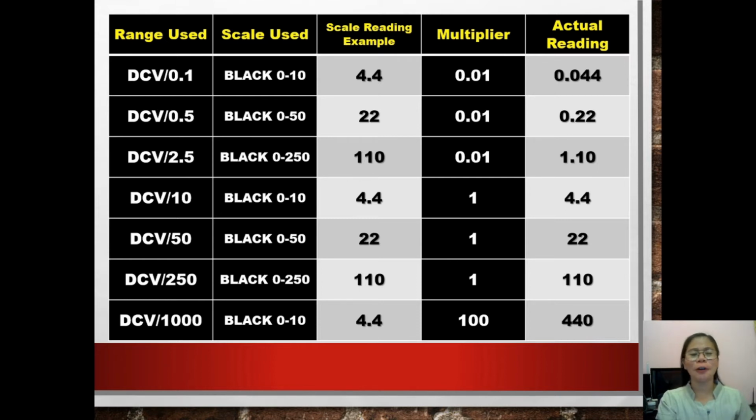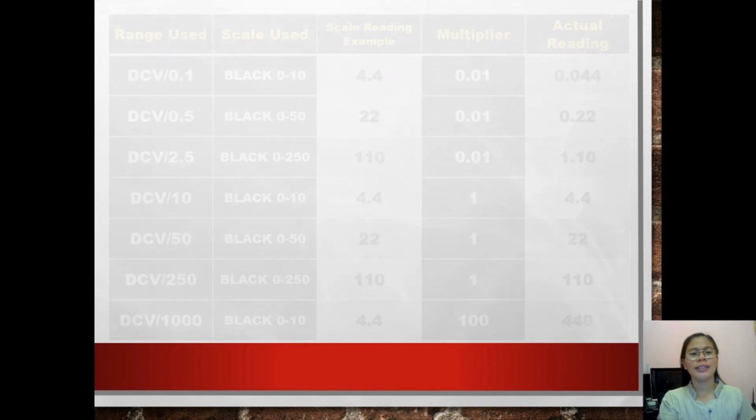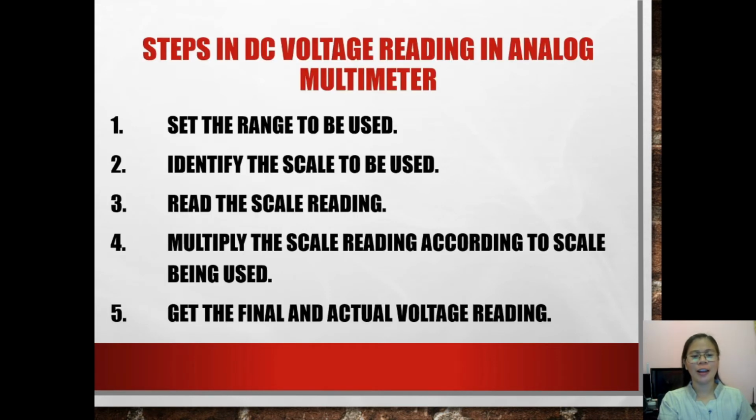In discussing the voltmeter chart, we are going to apply the steps in DC voltage reading in analog multimeter. Again, what are the steps? First, set the range to be used. Second, identify the scale to be used. Third, read the scale reading. Next, multiply the scale reading according to the scale being used. And the final is to get the final and actual voltage reading. Right, let's proceed.